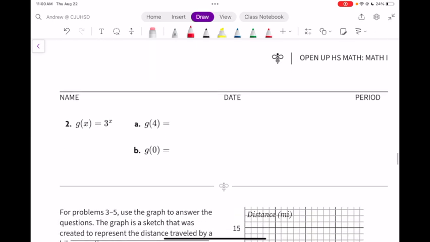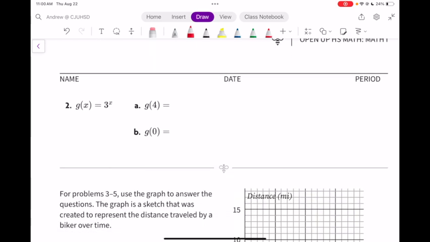We have g of x is 3 to the x. G of 4 is 3 to the 4th power. That's 3 times 3 times 3 times 3. That's 81. G of 0 is 3 to the 0. Taking a number to the 0 power is actually equal to 1.